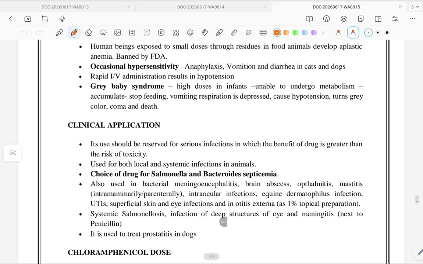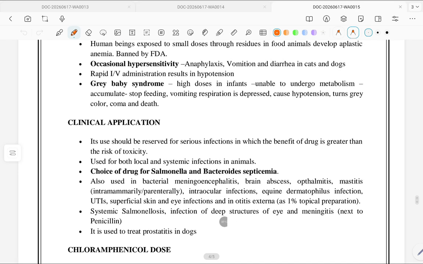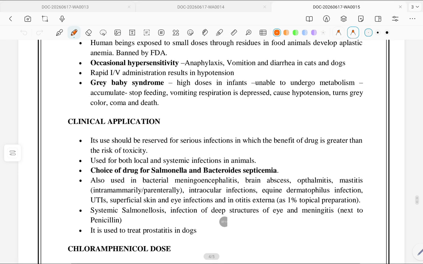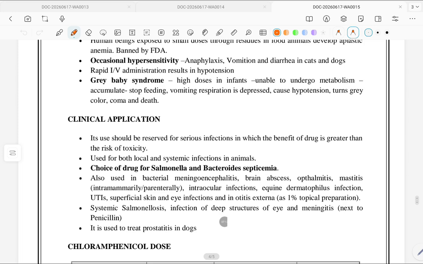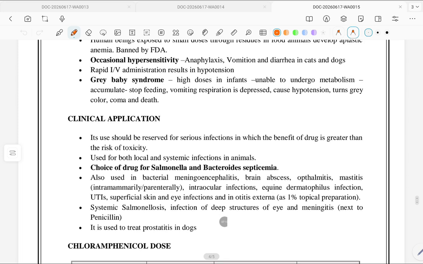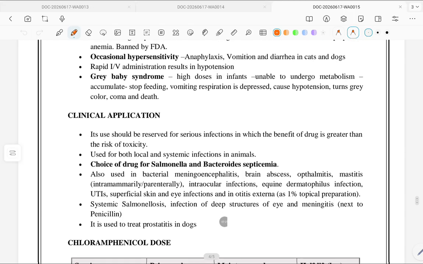Gray baby syndrome. High doses in infants, who are unable to undergo metabolism, lead to accumulation: they stop feeding, vomit, respiration is depressed, hypotension occurs, they turn gray in color, and go into coma and death.